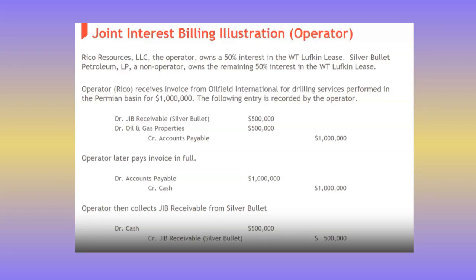So once the operator pays the invoice, debit accounts payable, credit cash. And then once they collect the receivable from Silver Bullet, you'll just debit cash and then credit the JIB receivable to get it off your books.